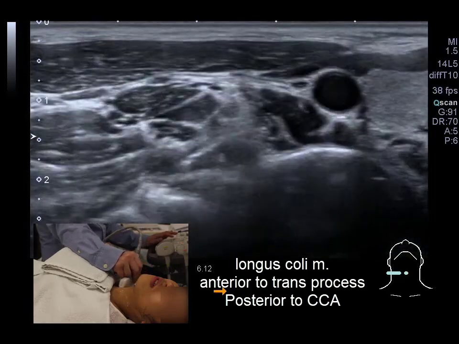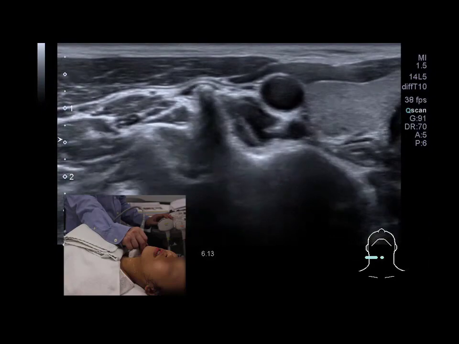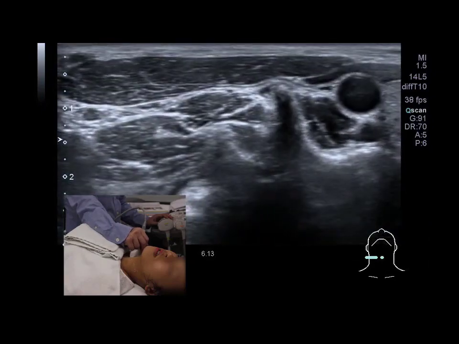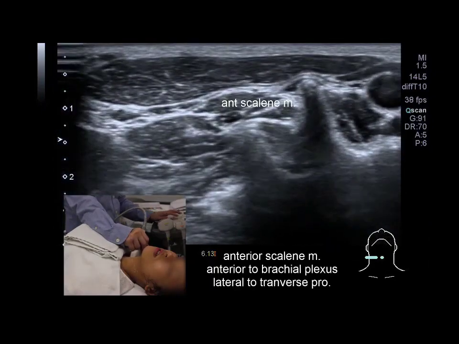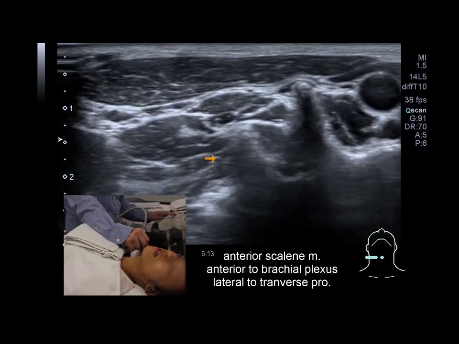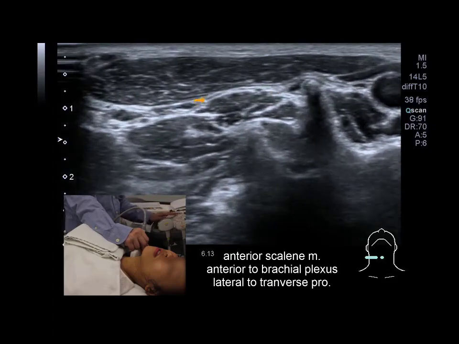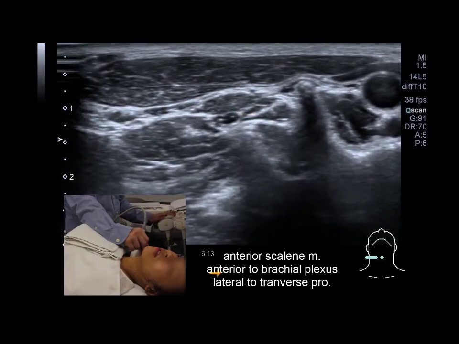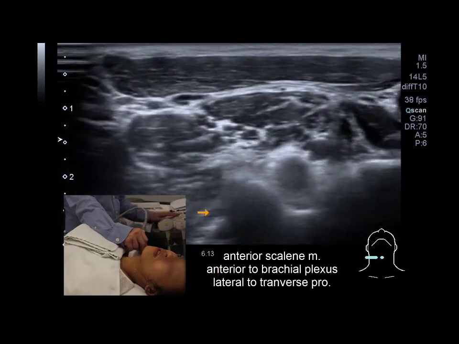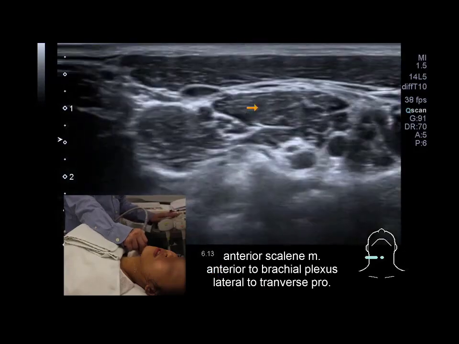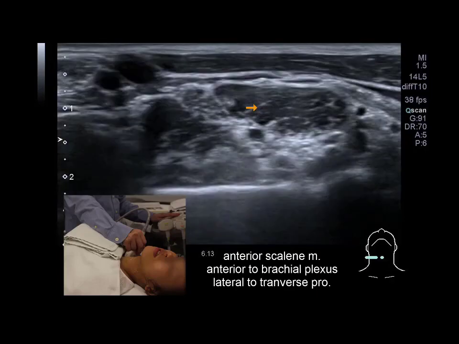This is a longus colli muscle. So next we're going to look more laterally along the brachial plexus. There are two muscles surrounding the brachial plexus, the scalenes. If you see, the first one, more medial to the brachial plexus, is the anterior scalene, and more lateral to the brachial plexus is the middle scalene muscle.